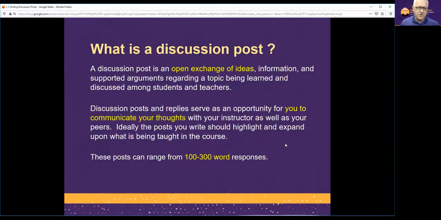These posts typically range from 100 to 300 words. Sometimes they're short, sometimes they're long. If the assignment was going to require more than 300 words, we'd make it a formal essay. But I want you to think about these things in the span of 100 to 300 word responses. And remember that the minimum word count is always just the minimum.